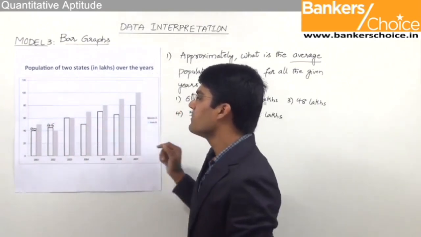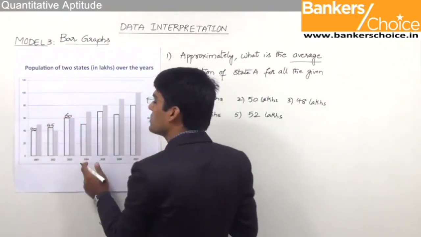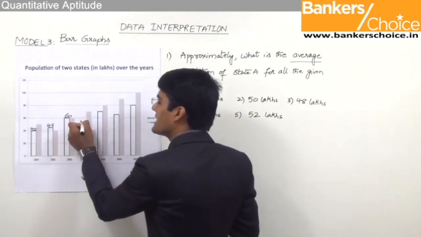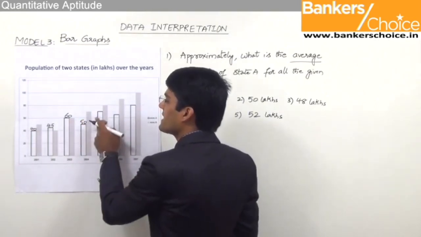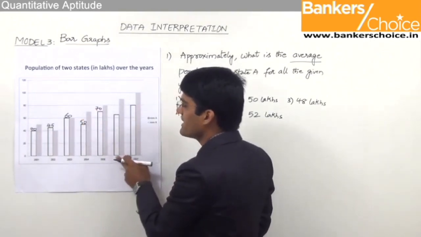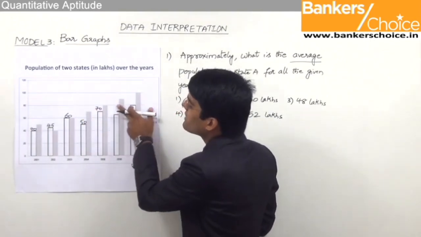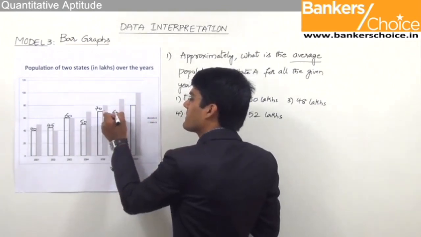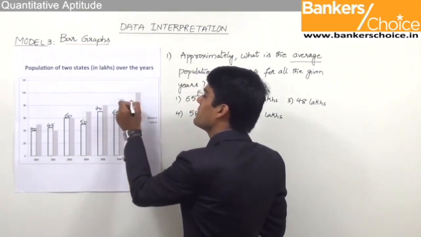Then in 2003, the population directly here is 60. 2004, it is exactly in the middle of 40 and 60. So it should be taken as 50. In 2005, it is again exactly in the middle of 60 and 80. So it can be taken as 70. 2006, it is again only 1/4 of the total distance. So it should be taken as 60 plus 5, 65. And in the last year 2007, it is equal to 80.